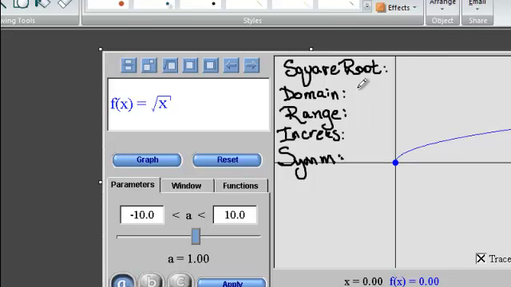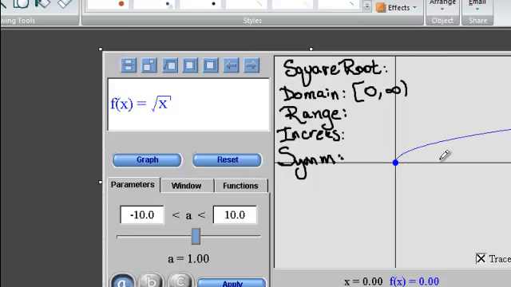What's his domain? Here's one of those things where I told you you have to watch out whenever you have square roots. I can't have negatives in there. I can have 0. So the domain is from 0 on up to infinity. That's what my x's can be.